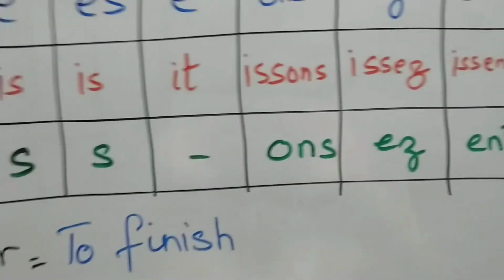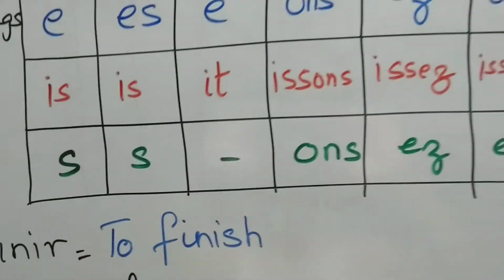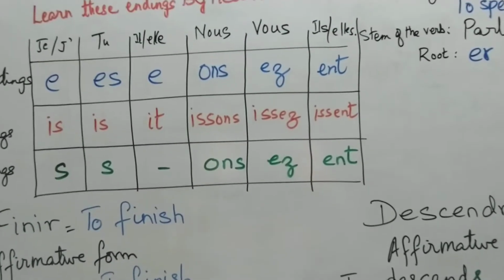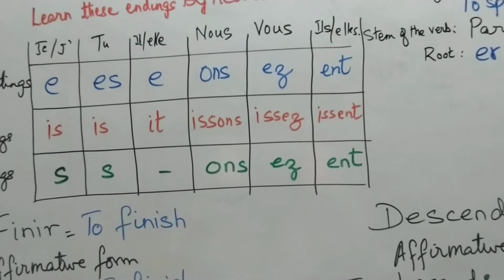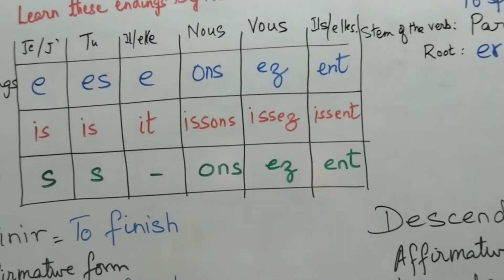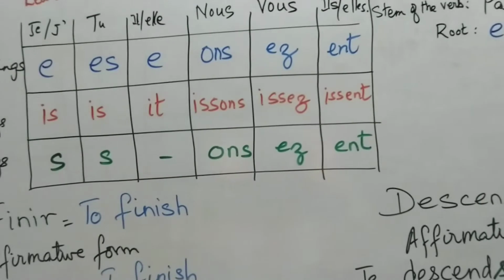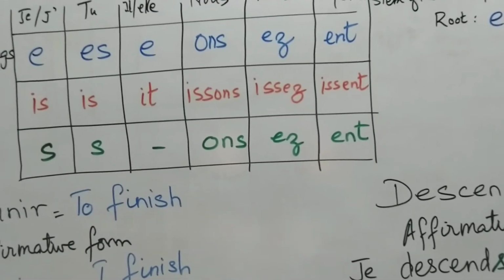Now we have a different set of endings and I've written those endings in red. IS, IS, IT, ISSONS, ISSEZ and ISSENT. So to the stem of this verb, if you add all these endings which are in red, then you will get what is known as the present tense for regular IR verbs.